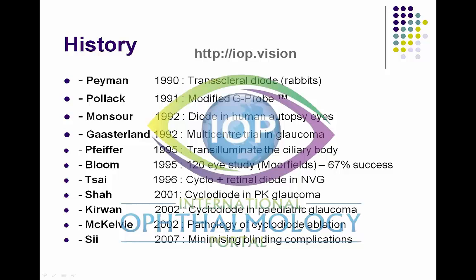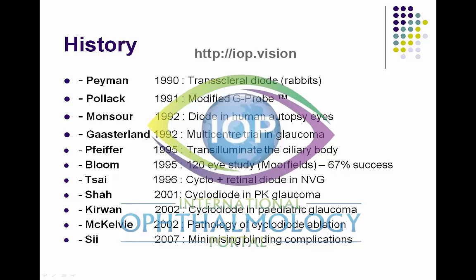In 1996, Tsai described the use of cyclo and retinal diode in neovascular glaucoma. And then in 2001, our group described the use of diode laser cycloablation in penetrating keratoplasty-associated glaucoma. In 2002, our group was again involved with Jim Kerwin, describing the use of diode laser cycloablation in pediatric glaucoma.